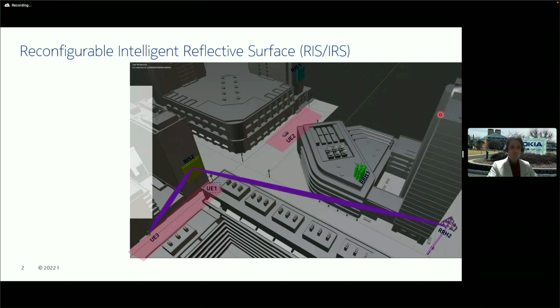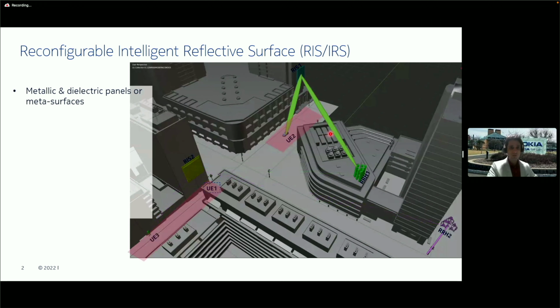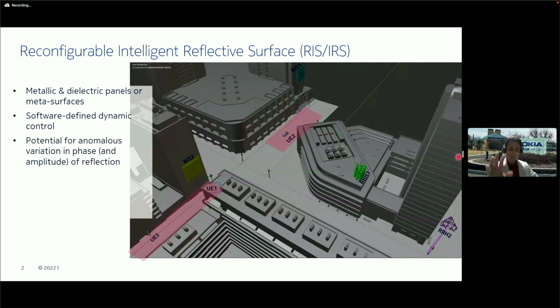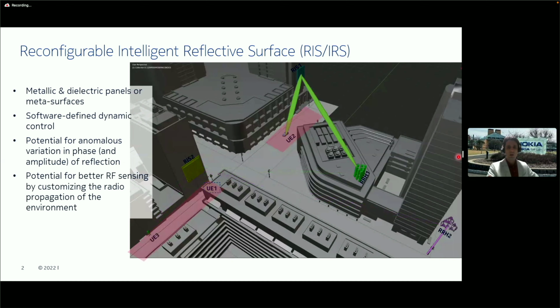So what is a RIS? These are usually metallic surfaces which are reflective and are sitting on a dielectric panel, or they could also be metasurfaces. The goal is to have a software-defined dynamic control over the reflection pattern of these surfaces, which essentially creates a potential for anomalously varying the phase and in some cases amplitude and frequency of the reflection. That is mostly the premise of the research in the literature. There is, however, also potential for doing better RF sensing. But my talk will be mainly focused on the communication aspects of this.